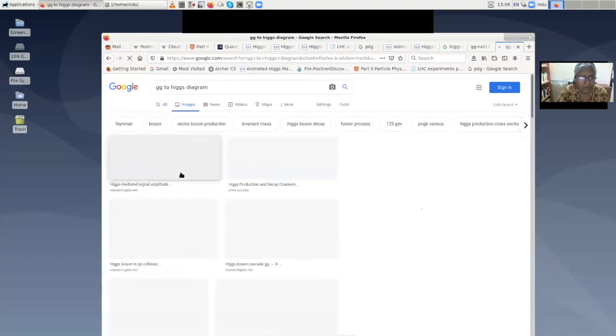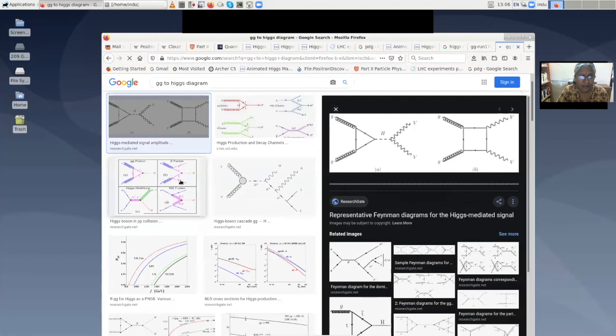Here, this is the process. You can see this, right? One gluon comes from one proton, the other gluon comes from the other proton, and this triangle is all possible quarks. Because the Higgs coupling strength is proportional to the mass of the particle it couples to, the most likely particle in this loop is actually the top quark.